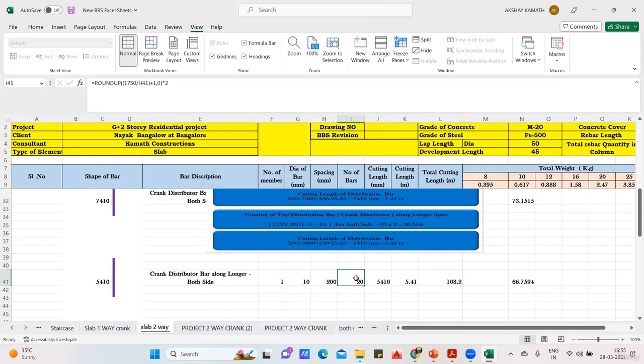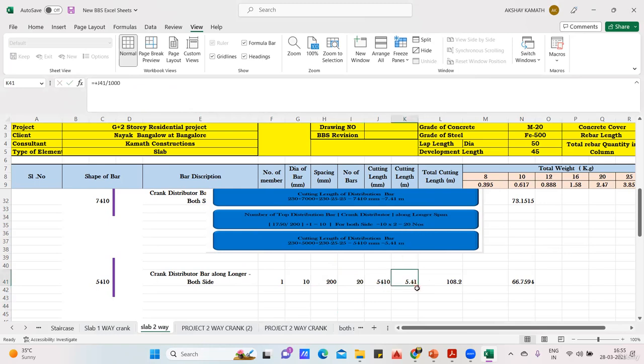Now come to the number of bar. You have to take the opposite length. Since you're putting it along this way, you'll take 7000 divided by 4. Your crank length will be 1750. 1750 divided by 200, plus 1, you do. You'll get around 10 number of bars. Since I want to find the crank on both the sides, left side and right side, I'll multiply this by 2. So you'll get 20 number of bars. Same thing, we got it here, 20.